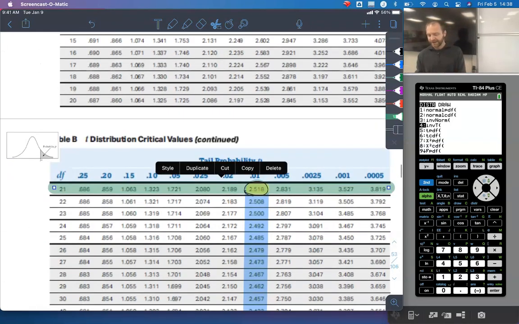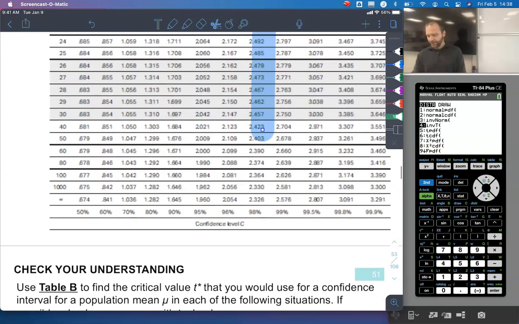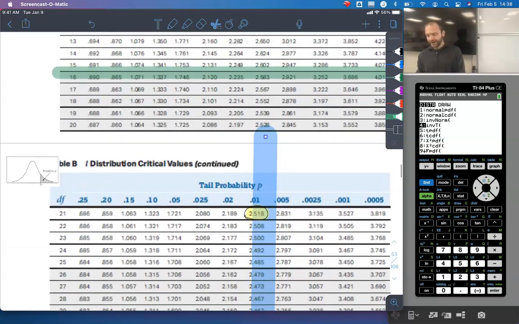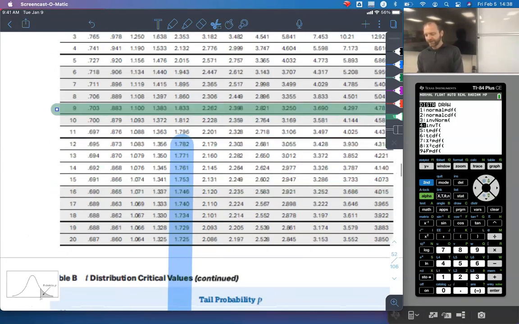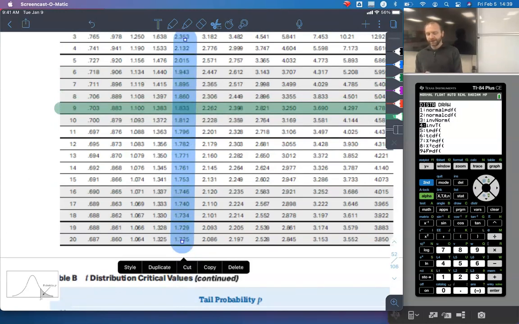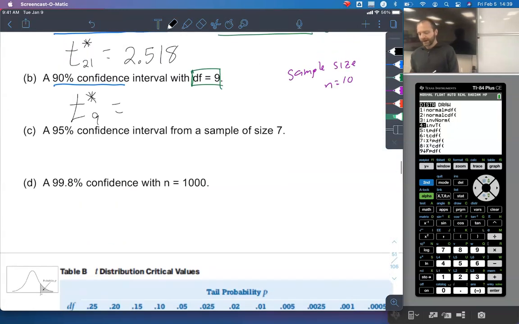And so I'm going to take this, I'm going to slide it up. So I want 90%, and 90 would be the 1, 2, 3, 4, 5th column. And I want degrees of freedom of 9. And so in this case, it looks like I have 1.833. And so I have 1.833 as my t star value.